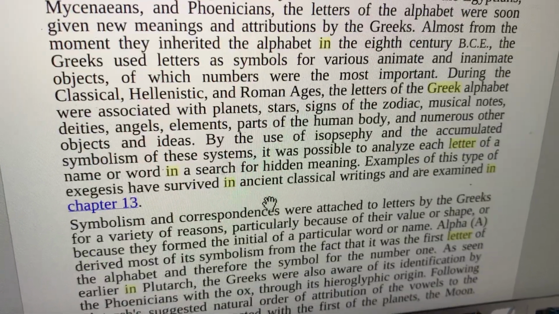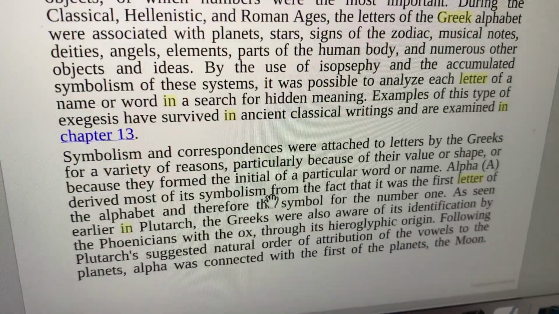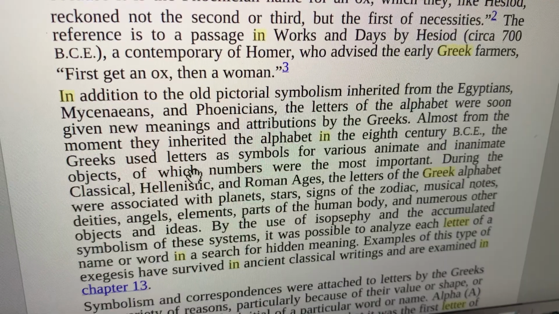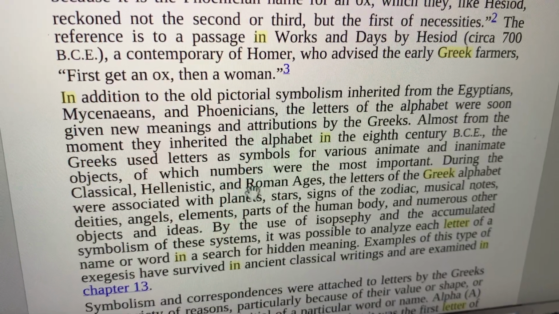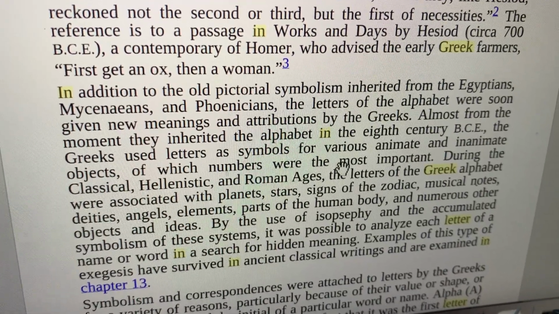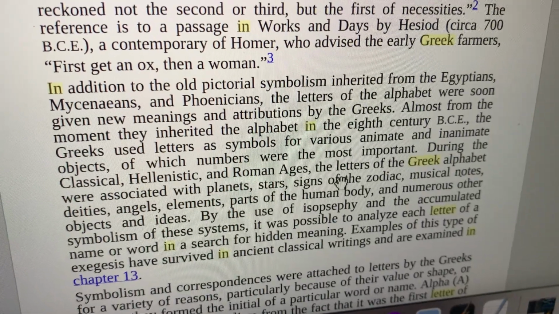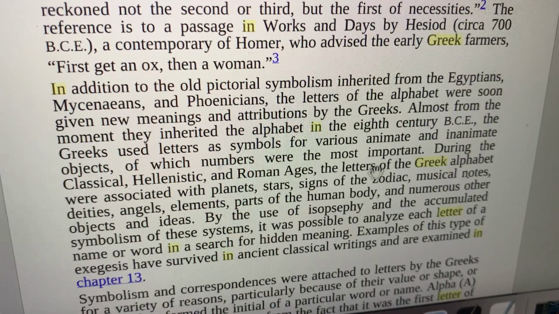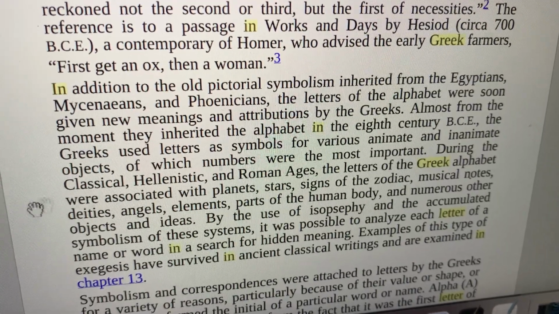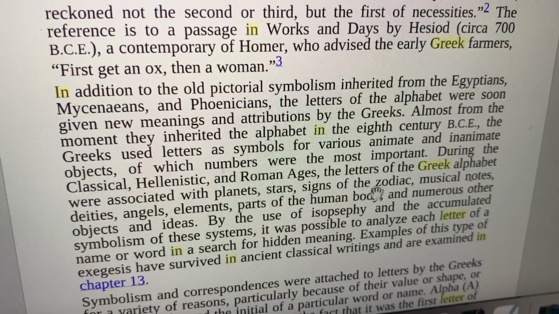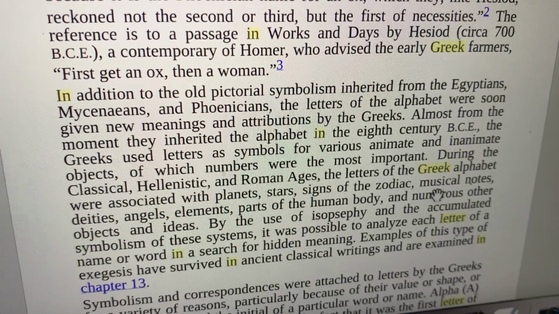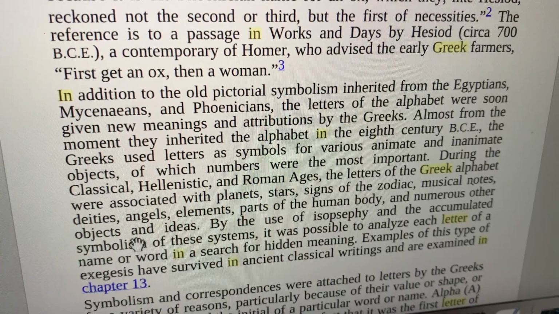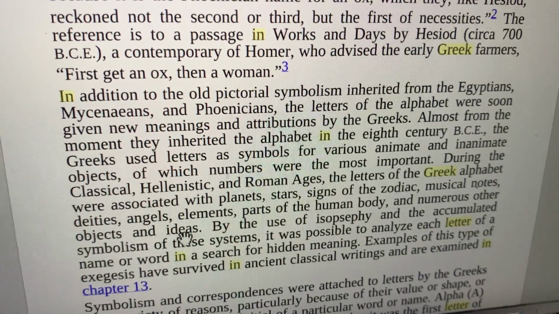So where was it saying? Oh, yeah, it was up here. Now, right here, during the classical, Roman ages, the letters of the Greek alphabet were associated with planets, stars, signs of the zodiac, musical notes, deities, angels, elements, part of the human body, and numerous other objects and ideas.